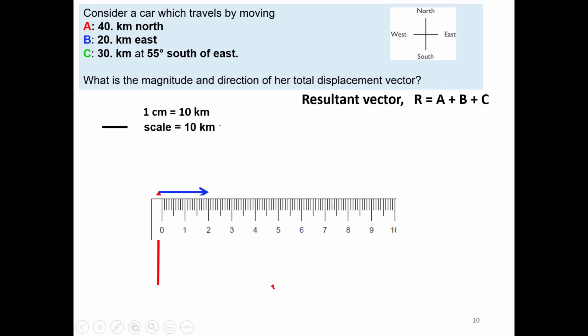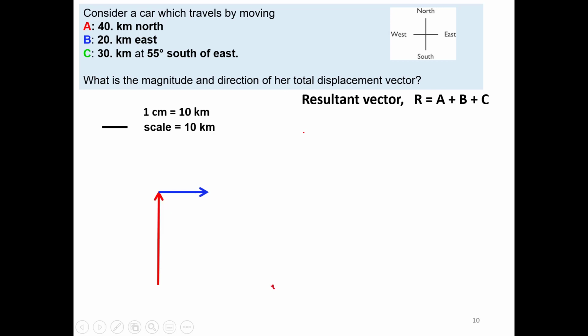Now we need to draw the third vector, and we need to do this exactly the same. On the head of the second vector, we want to start the vector C. But here it is 55 south of east, and we know the first thing, if the vector is not parallel to any of the cardinal points, then we need to use a protractor first to measure the direction, and then we will measure the magnitude of this vector.